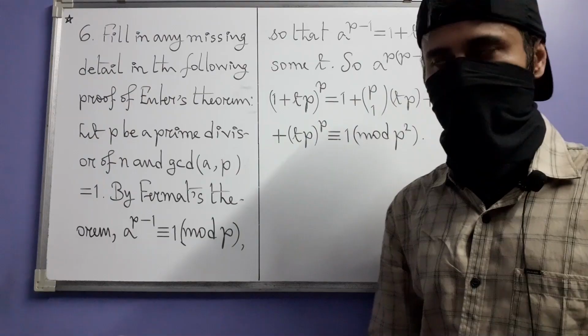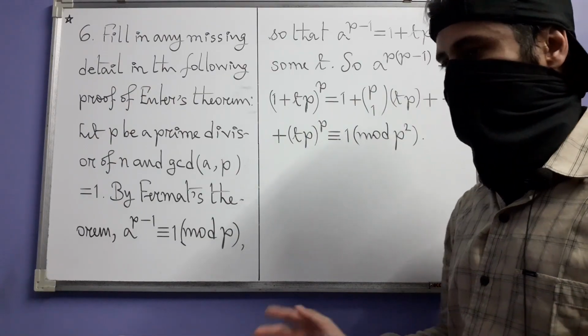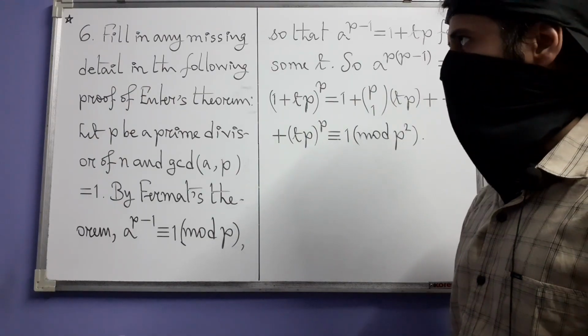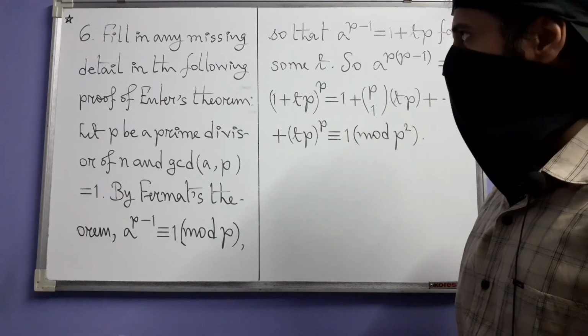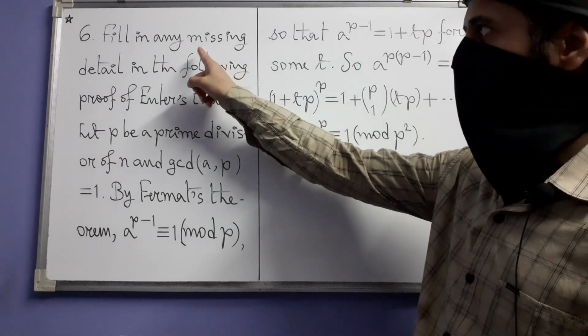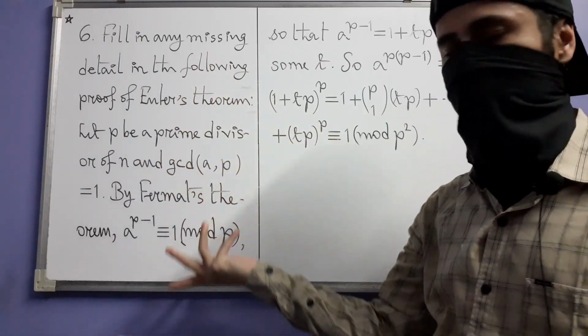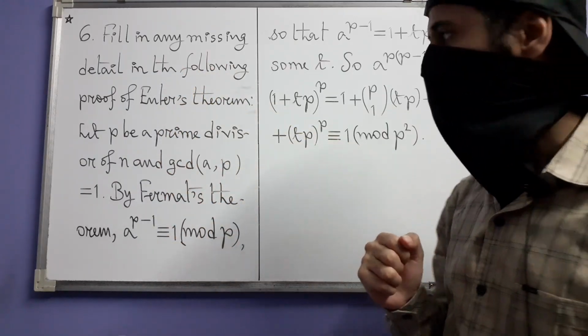Next we have exercise 6, which is a bit long. The question itself is a bit long. It's an alternate proof of Euler's theorem, another one. So we have been asked to fill in any missing detail in the proof. So let's see what it is.